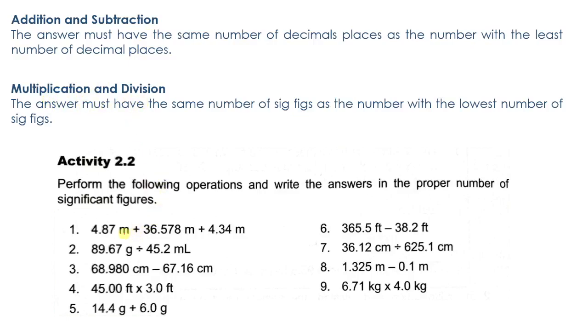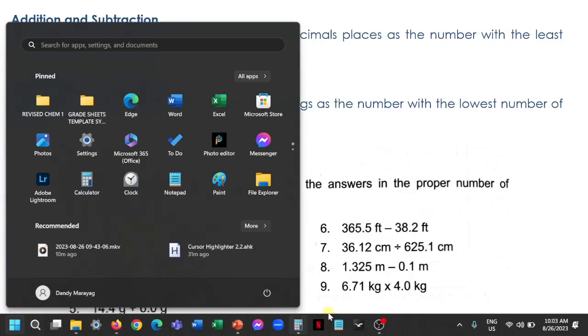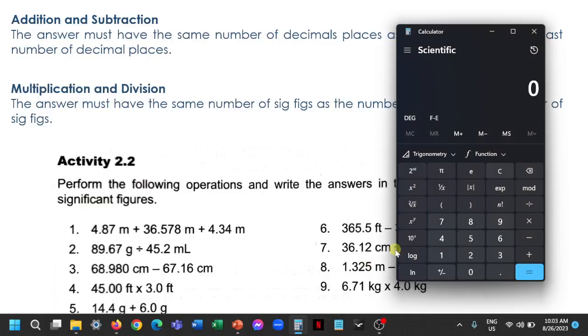For the first item, this one is addition. So you can use your calculator for this. By the way, you are not allowed to use your phone for calculation. So you need to bring your calculator in our face-to-face classes. So for the first item, again, this is addition. So simply add all these numbers, 4.87 plus 36.578 plus 4.34. So this is the answer here.